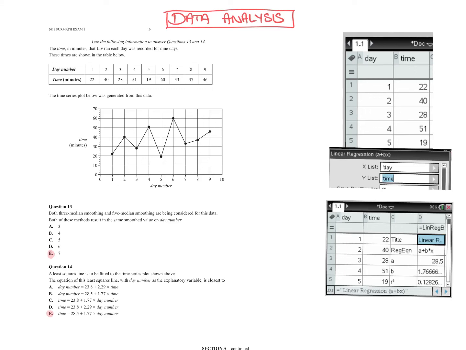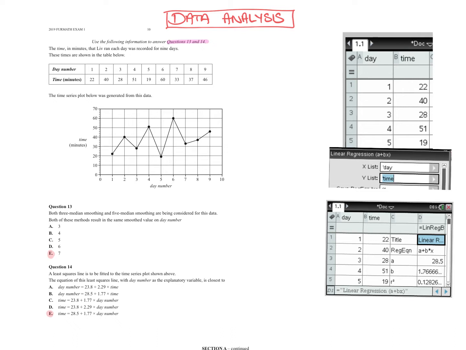Okay, the following information is to answer questions 13 to 14. The time in minutes that Liv ran each day was recorded on 9 days. These times are shown below. Okay, so we've got a time series here. Both 3 median and 5 median smoothing are being considered for this data. Both of these methods result in the same smooth data value.